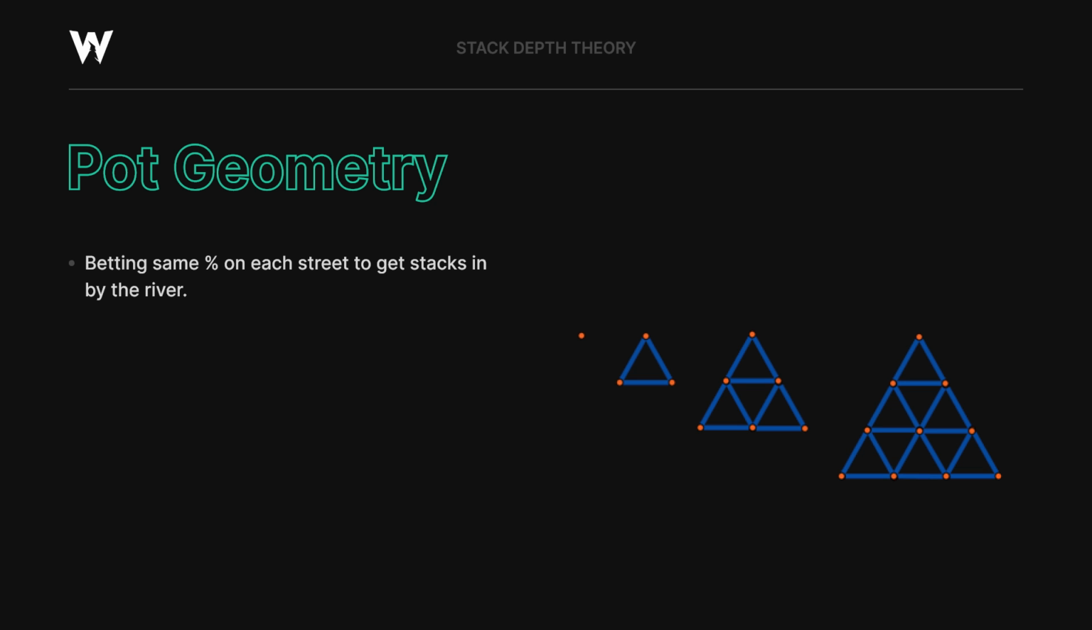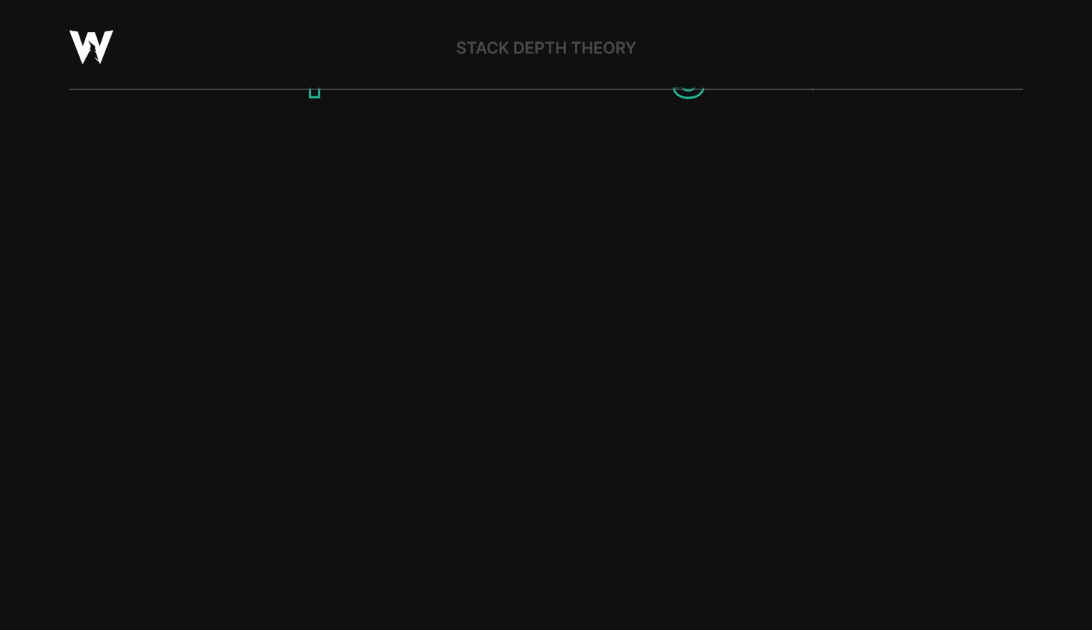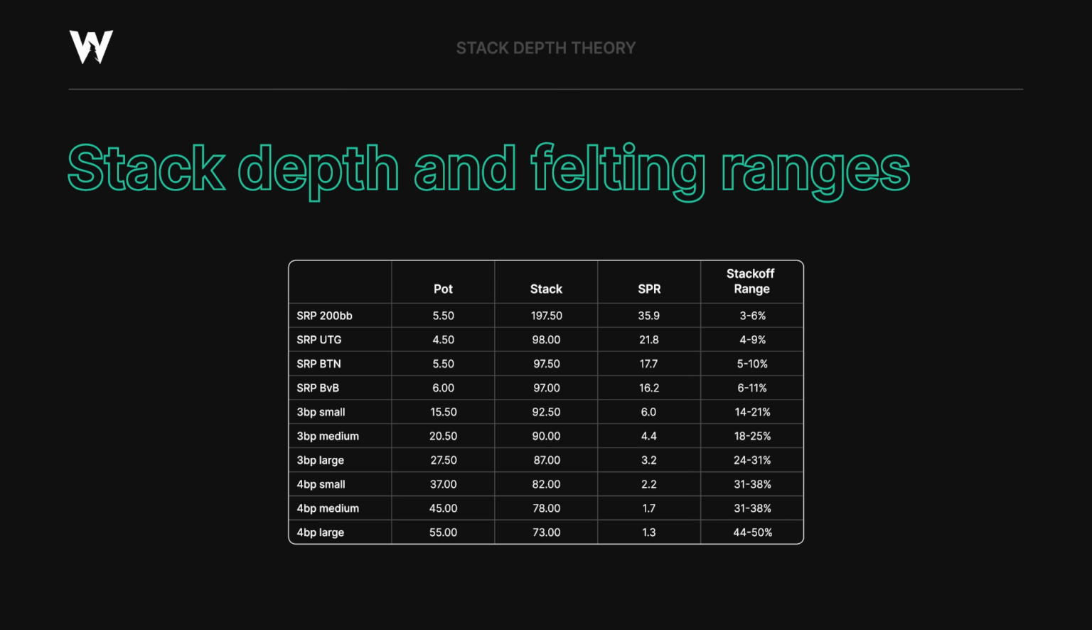Now, essentially, if you give one player a perfectly polarized range, a geometric betting strategy is going to maximize how much money villain puts into the pot while also getting all the money in by the river. In practice, it's a little more complicated. There are non-geometric strategies: bet small on flop, overbet turn, jam river. But regardless, we can use this to determine roughly how wide people need to defend at different stack depths. And this chart was actually taken from another one of my lectures.